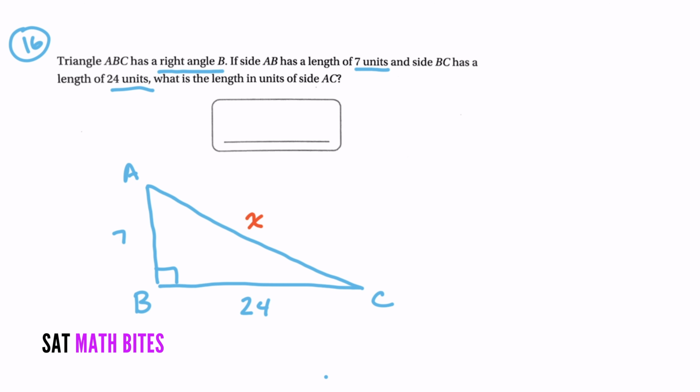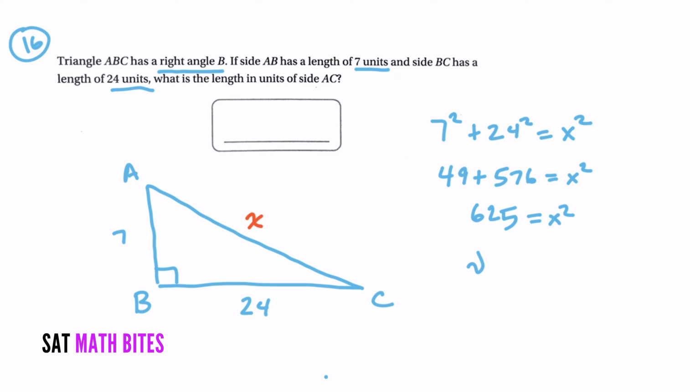So this is just a Pythagorean theorem question. So we'll write 7 squared plus 24 squared equals X squared. If you know your Pythagorean triples, you'll know 7, 24, 25. So X would be 25. If you don't, just solve the equation. You'll have 49 plus 576 equals X squared, which would then give me 625 equals X squared. Take the square root of both sides. So that'd give me 25 equals X. So AC would be 25 units long.